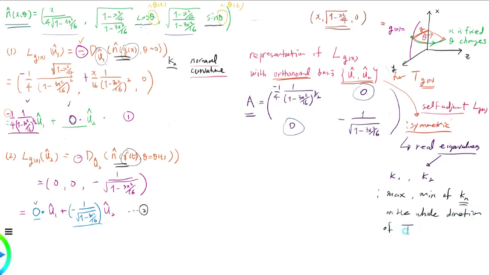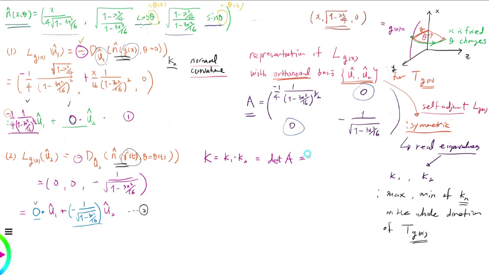of this tangent plane on this generating curve, and the multiplication of those two eigenvalues, we define it as a Gaussian curvature here, capital K, can be obtained from the determinant of this matrix.